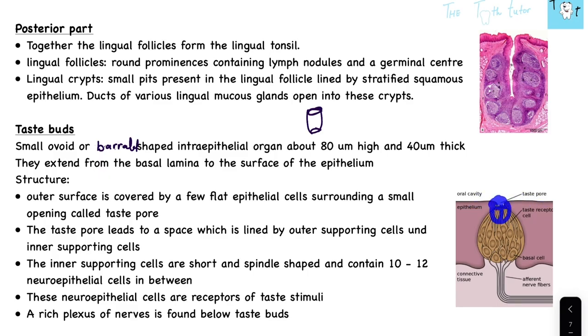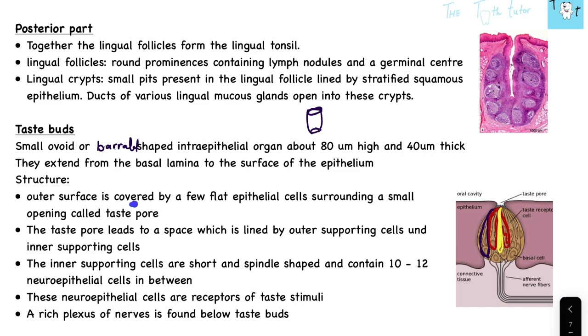Taste pore is basically just a pore, and it leads you into a space where we have these supporting cells. Over here it says receptor cells, but remember there are three types of cells within the taste buds. First we have some outer supporting cells, then some inner supporting cells, and in between the inner supporting cells we have these taste receptor cells.